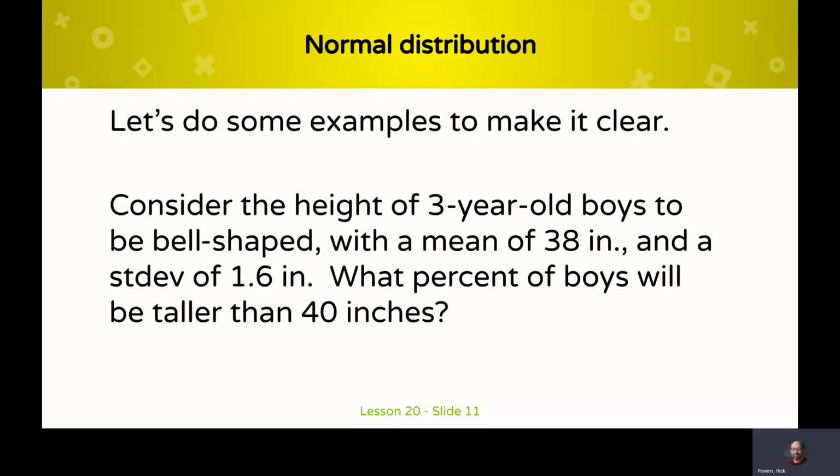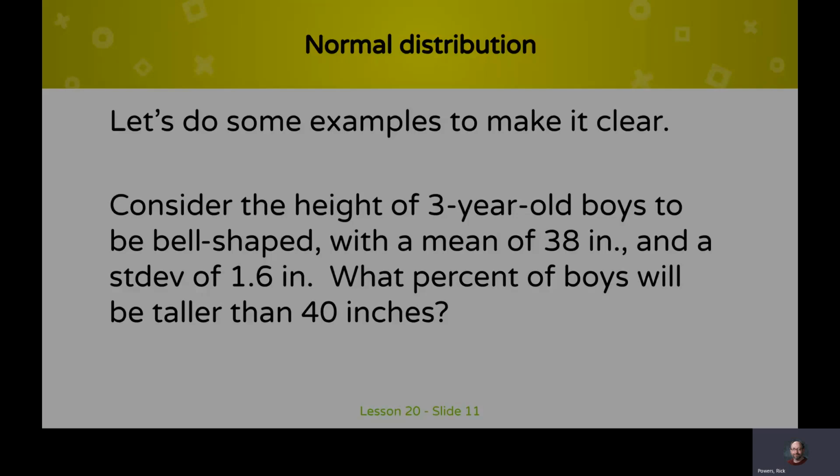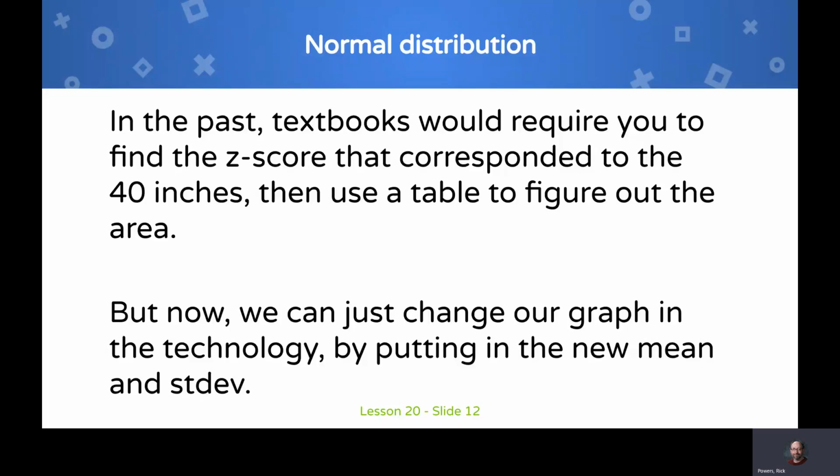Consider the height of 3-year-old boys to be bell-shaped with a mean of 38 inches and a standard deviation of 1.6 inches. What percent of boys will be taller than 40 inches? In the past, textbooks would require you to find the z-score that corresponded to the 40 inches, then use a table to figure out the area. But now we can just change our graph in the technology by putting in the new mean and standard deviation.